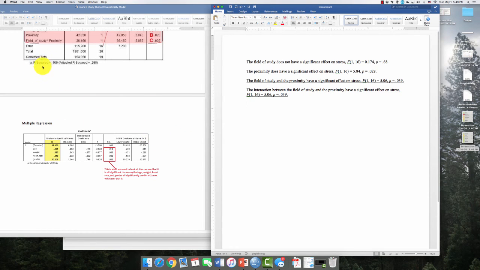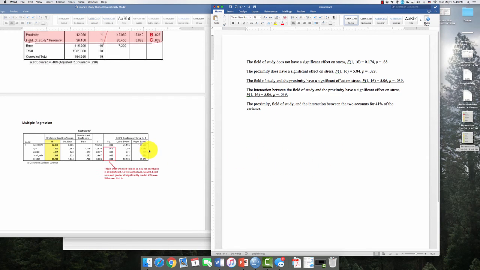I want to just show you guys the R-squared real quick. So you can say the proximity, field of study, and the interaction between the two accounts for 41% of the variance. So that's from that information down here.